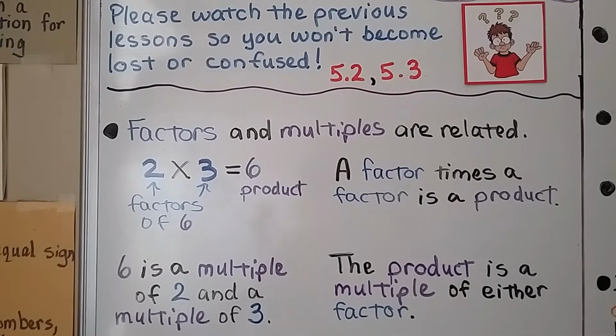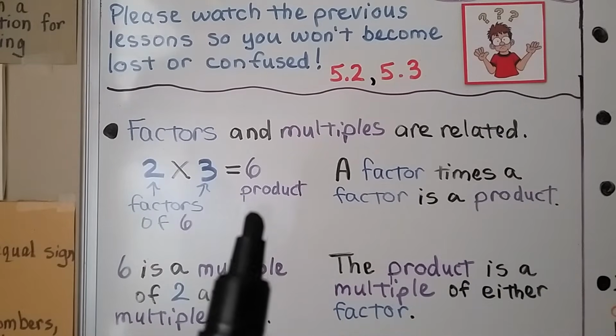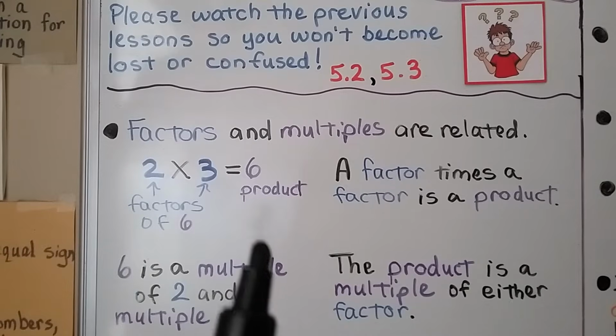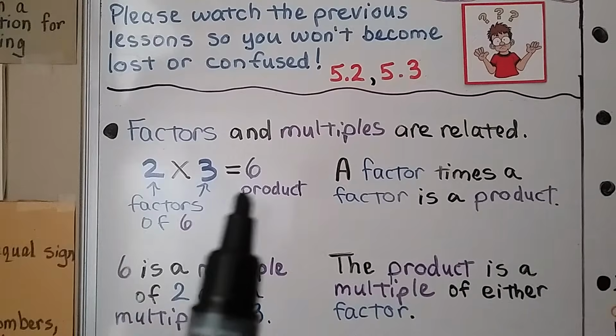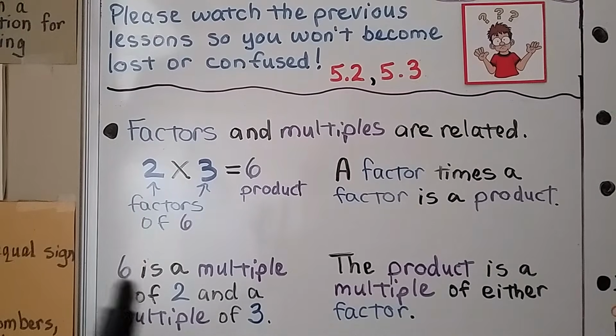2 times 3, those are factors of 6, and 6 is our product. A factor times a factor is a product. And the product is a multiple of either factor. 6 is a multiple of 2 and a multiple of 3.